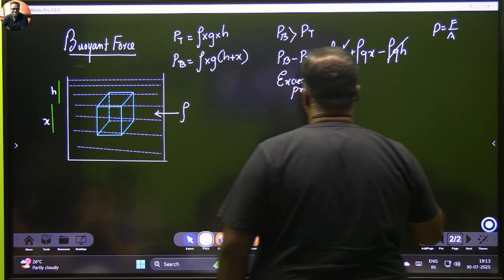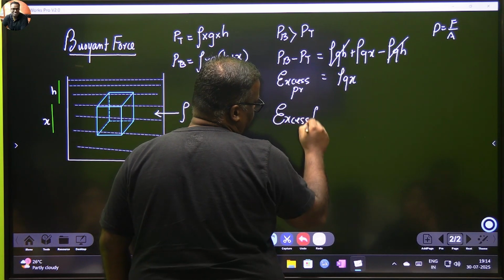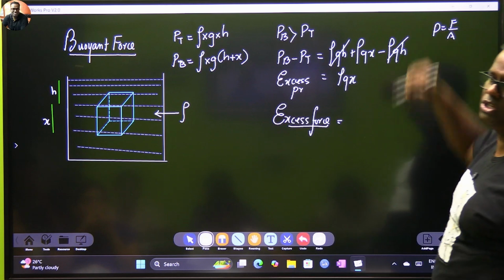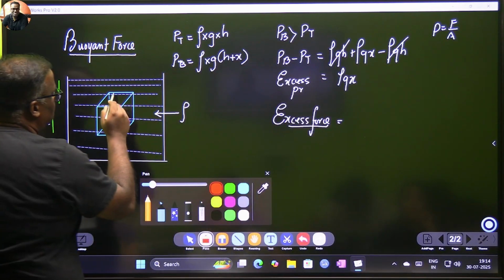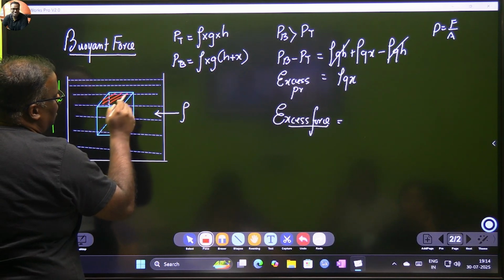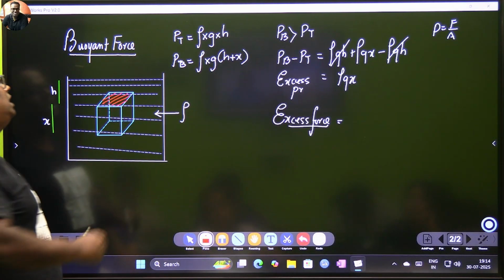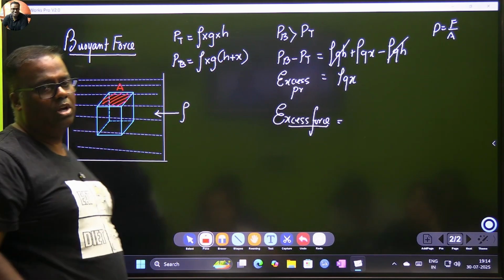Now, if I want to find out the excess force, now the excess force should be equal to what? The excess pressure into the area. And which area, beta? The area of the cross section. This is the area, this area of the cross section. Are we fine? Right. So let this area be A. Let this cross sectional area be A. It could have been a cylinder also.